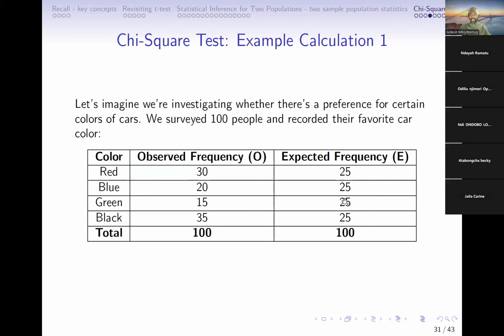That's why we have 25 for all of it, because if we have 4 choices, the probability of each one of those choices is 1 divided by 4, and that is 25%. So our expected frequency will be 25%. This is our observed, and this is what we could have expected if we made the assumption that these colors are equally likely.